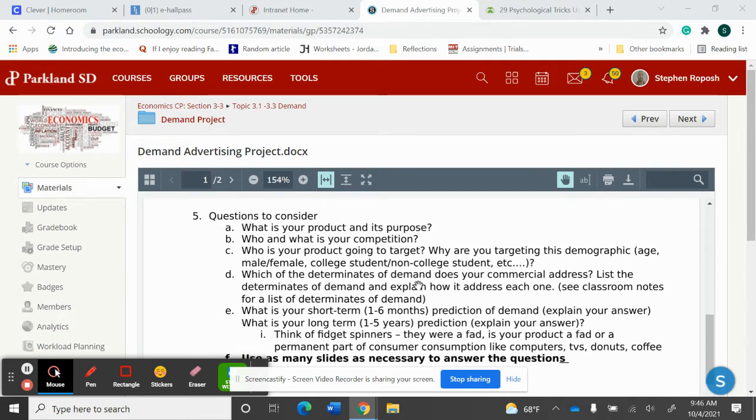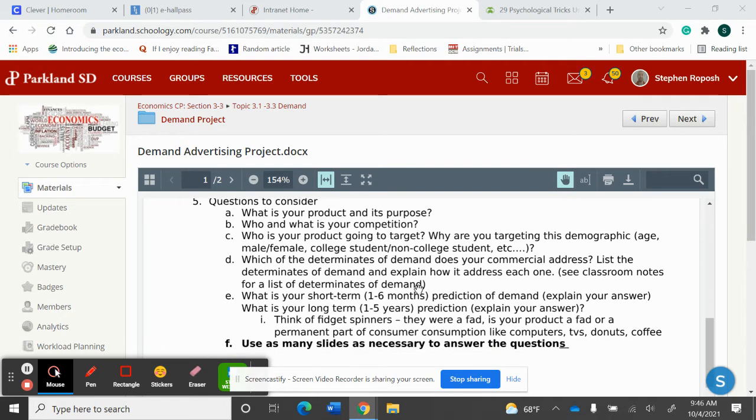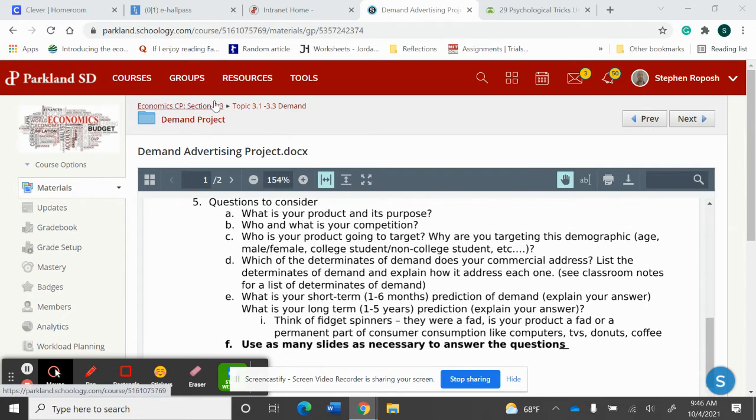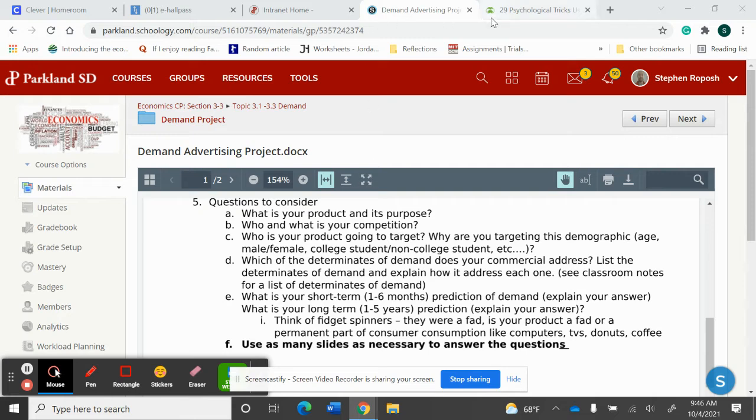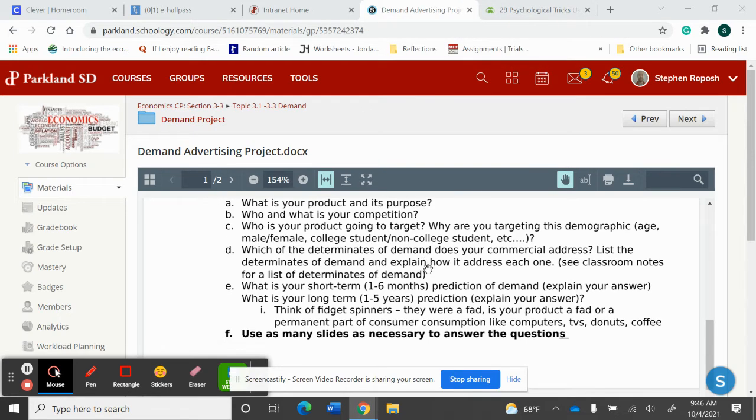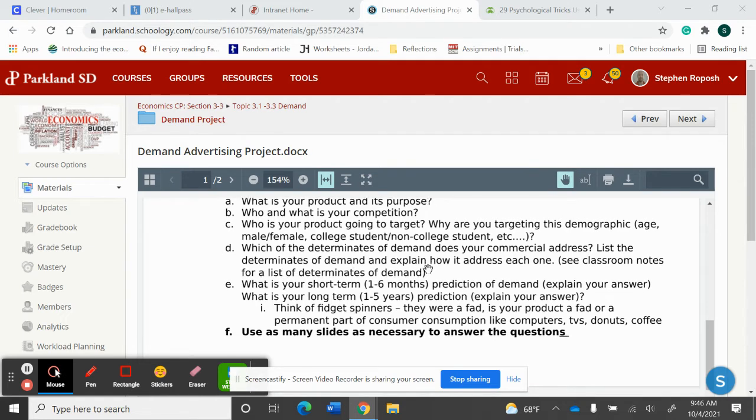Which of the determinants of demand does your commercial address? Your determinant of demand is listed in your topic 3 homework, which I don't have up right now. I'll come back at the end of this and show you that.